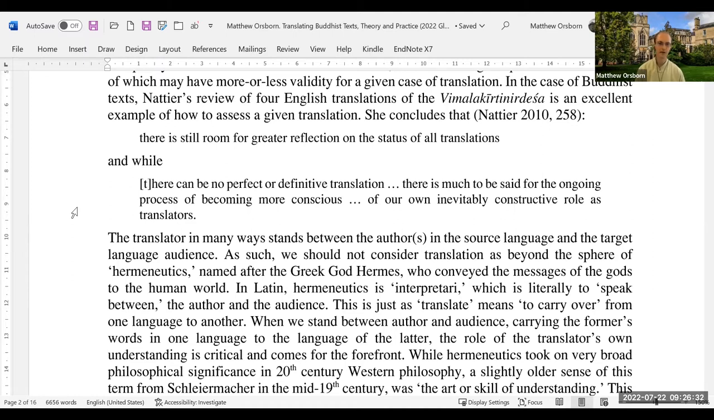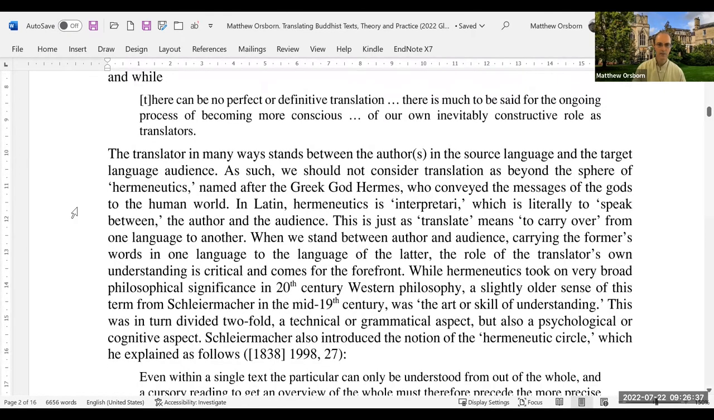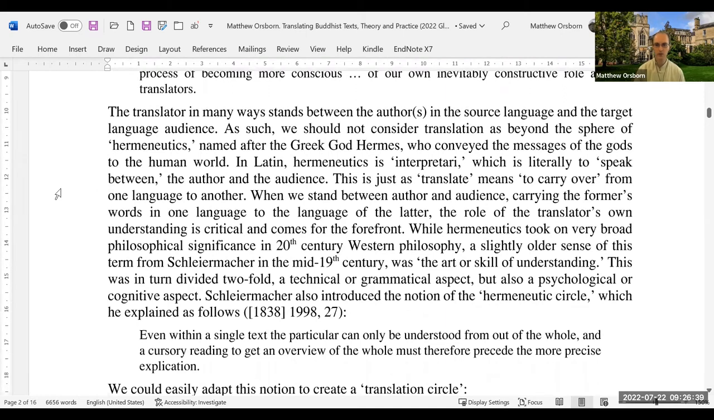So, becoming more conscious of translation. The translator, in many ways, stands between the author or authors in the source language and the target language audience. As such, we should not consider translation as beyond the sphere of hermeneutics, named after the Greek god Hermes, who conveyed the messages of the gods to the human world. In Latin, hermeneutics is interpretari, which is literally to speak between the author and the audience. This is just as the English word to translate means to carry over from one language to another.